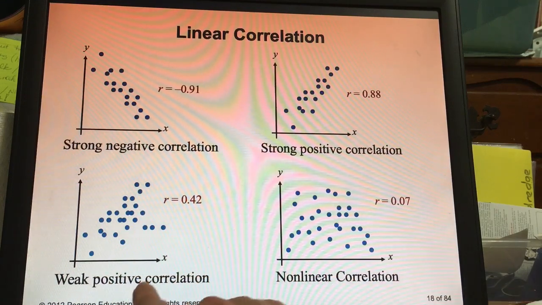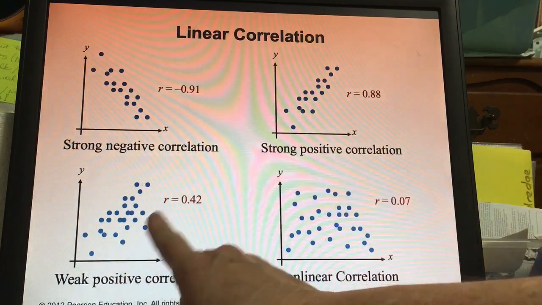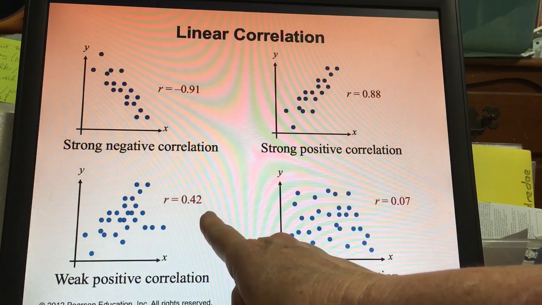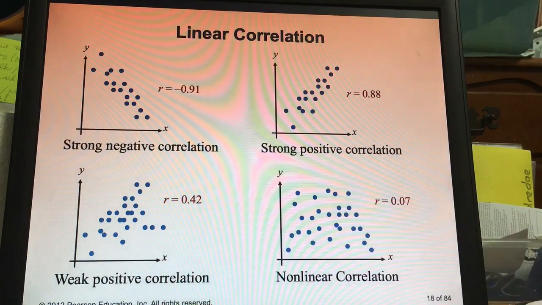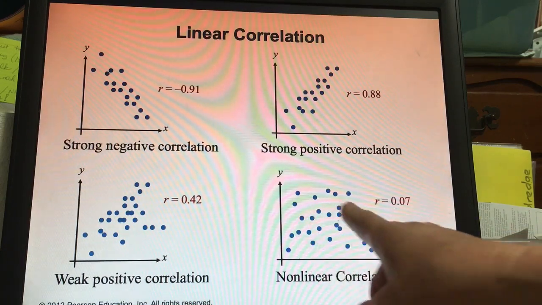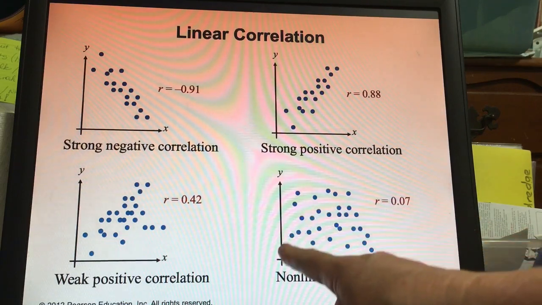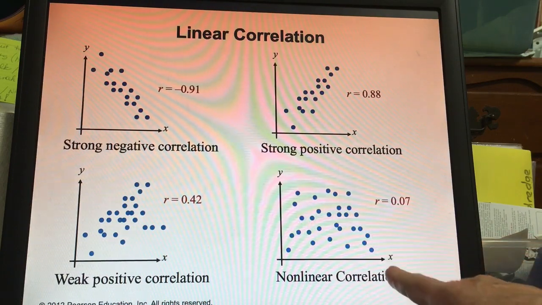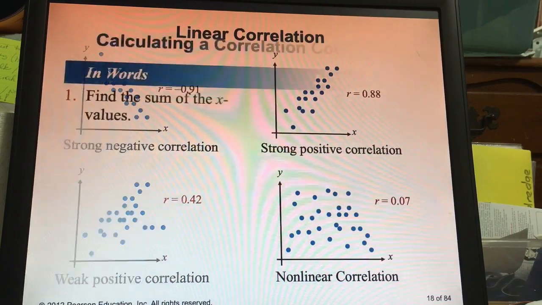This is a weak positive correlation. It's positive, so it's going generally up, but it's 0.42, which is not close to 1. So you've got a lot of points that are going far away from the correlation coefficient. And this one is nonlinear. It definitely does not look like a line. It's going up and then it's coming down. This is 0.07, so it is not looking linear at all.